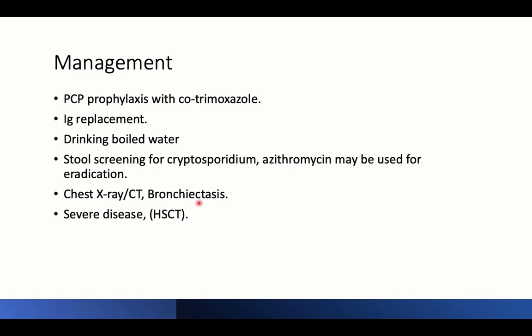Periodic screening for chronic lung disease and bronchiectasis with chest X-ray and CT chest is very important. In case of severe disease not responding to all these measures, definitive treatment with hematopoietic stem cell transplantation can be curative.